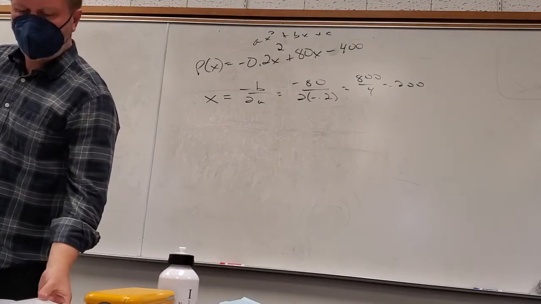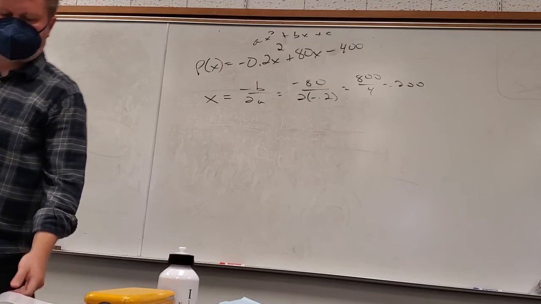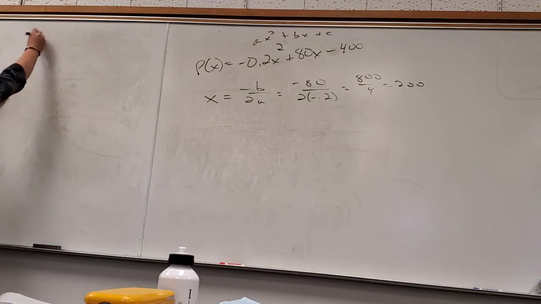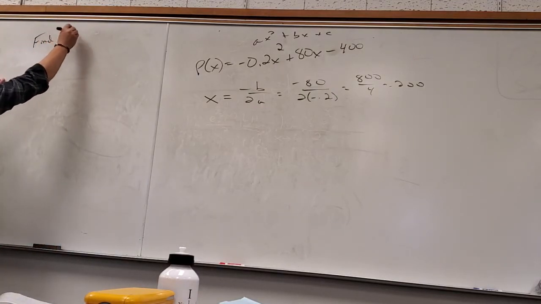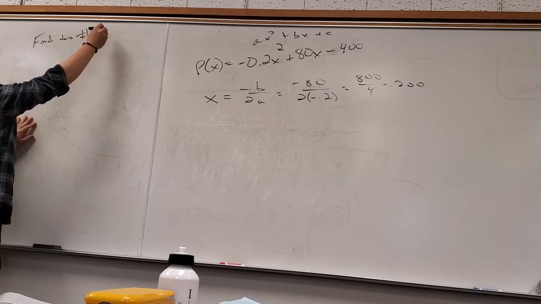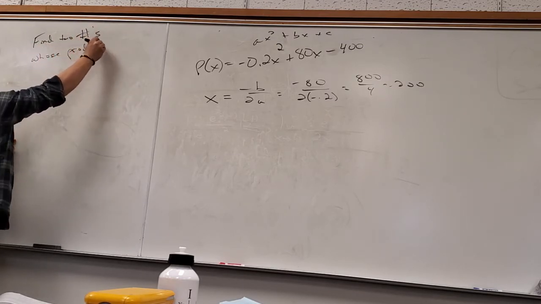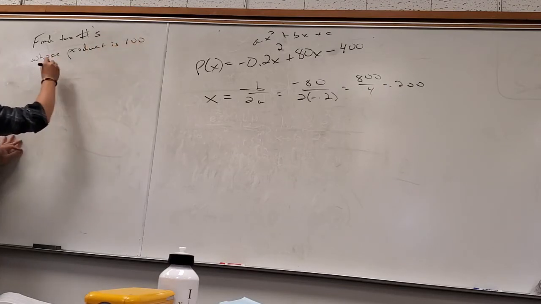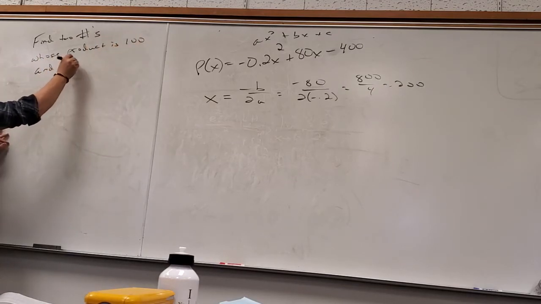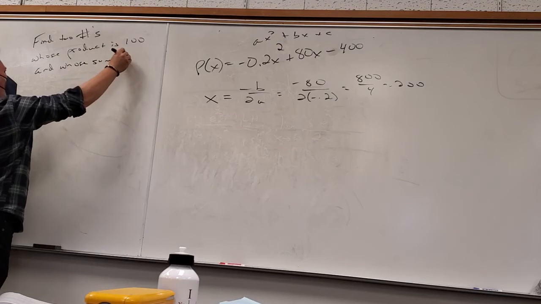Find two numbers whose product is 100 and whose sum is minimum.